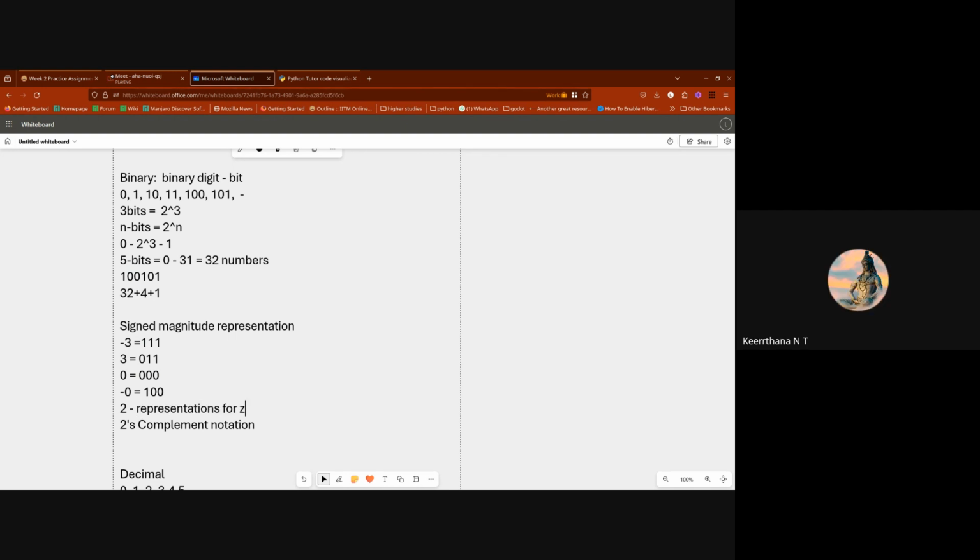Sir, but minus 0 is not possible. Yeah, minus 0. But here it is possible, right? You can represent it, because that is the convention I set: the first 2 bits represent the value and this represents the sign. Sir, in low level language, minus 0 exists, sir. So it's not like minus 0 exists. Okay, let me tell you.